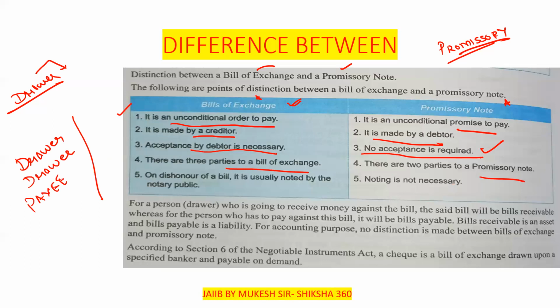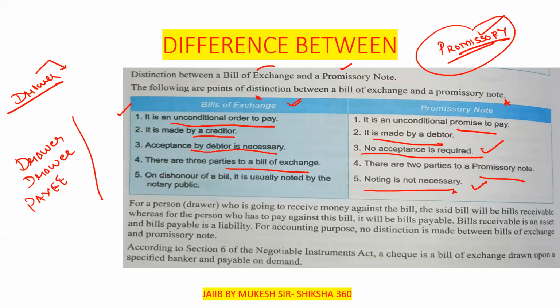Next one is on dishonor of a bill. On dishonor of a bill, that is when they do not get the payment, it is usually noted by the notary public. In the case of the promissory note, noting is not necessary, because the person who is going to give the money is already promising that I will give the money on the specific date. So here noting is not necessary.